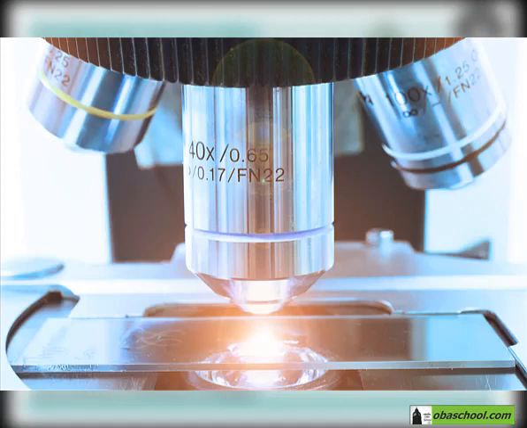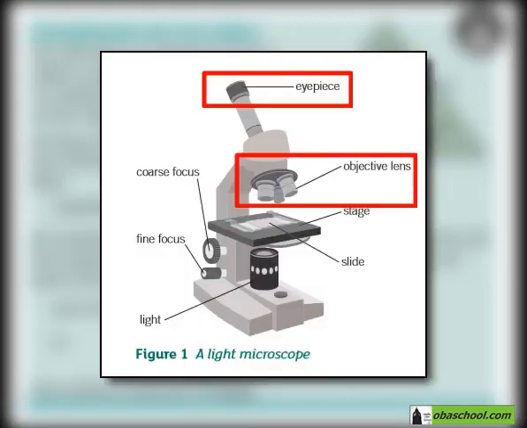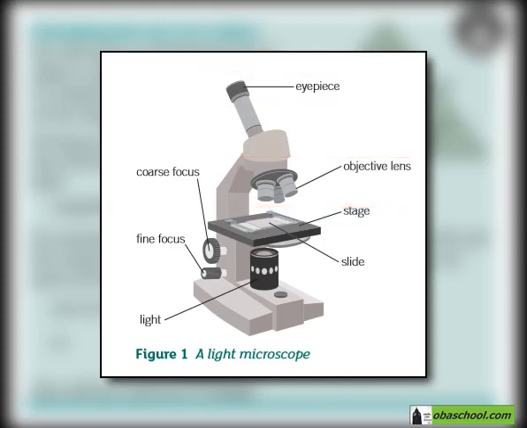Each lens has a different magnification, so we choose the one with the magnification that we desire. So this magnification of the objective lens, we multiply it by the magnification of the eyepiece lens, and we get the overall magnification. So if the eyepiece lens has a 4 times magnification and the objective lens has a 10 times magnification, then the magnification we are using is 40. What we are seeing is 40 times larger than what is actually there.